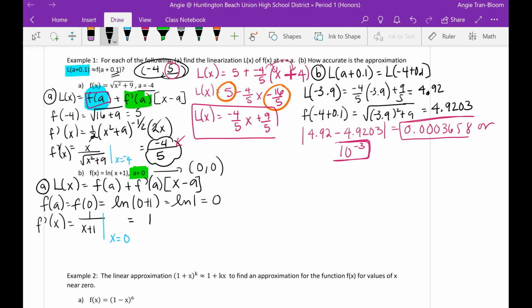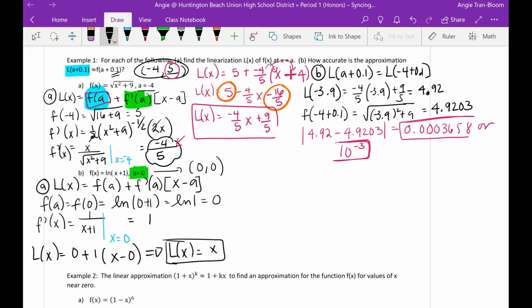Now I just have to find L of x. L of x is f of a, which was 0, plus f prime of a, which is 1, times x minus 0. So class, L of x comes out to be just x. This line is going to give us the same approximation at a equals 0 as if I were to plug in 0 for the original function.